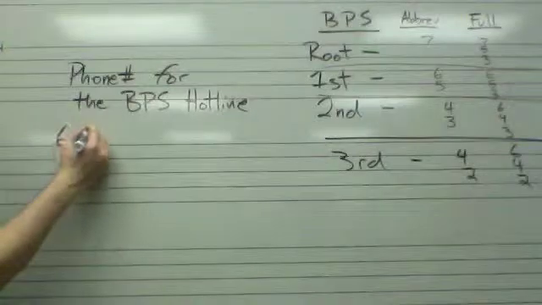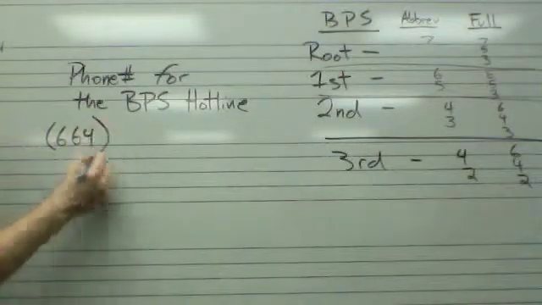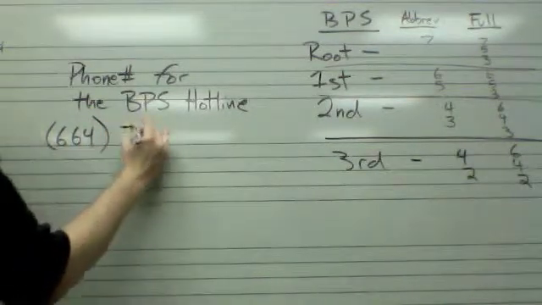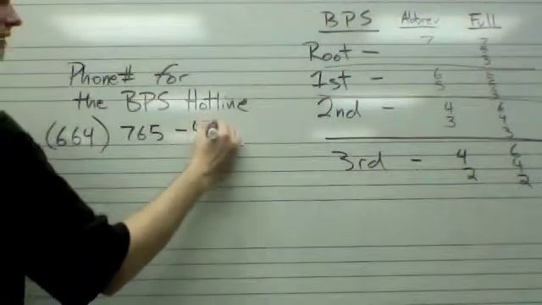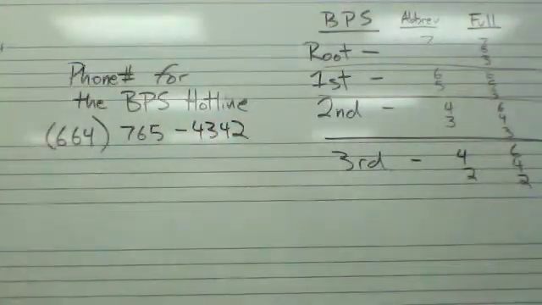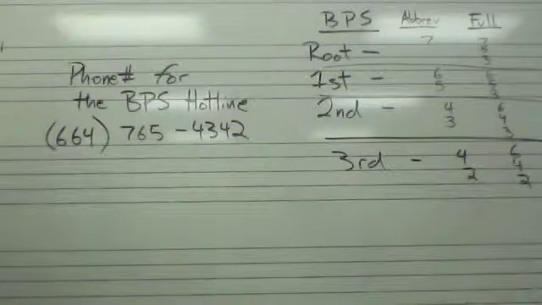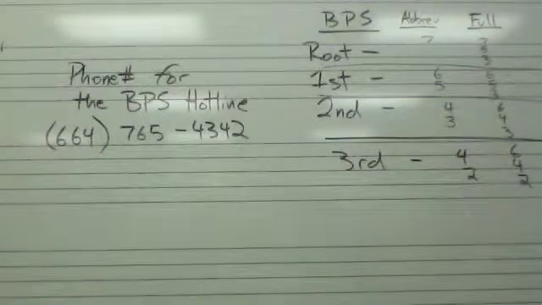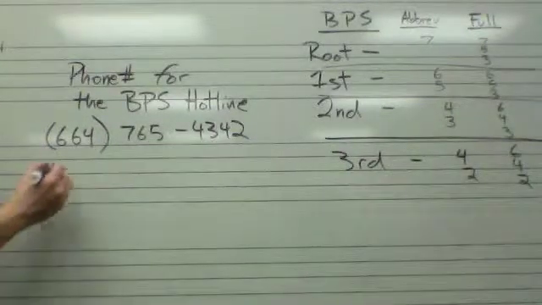Area code 664, 765, 4342. We've become pretty accustomed to remembering phone numbers. These 10 digits are going to be easier to remember if we put it in phone number format. Hopefully you figured out what the relevance is of this phone number, but if you haven't, then let's take a look.